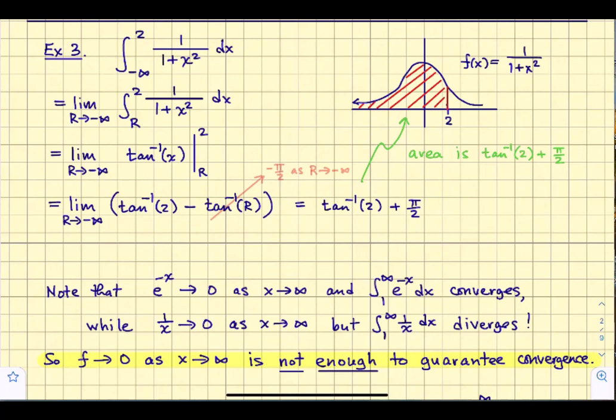Here you may recall what the graph of the tan inverse function, or the arctan function, looks like, and you can look it up if you need to. But as r goes to minus infinity, tan inverse of r goes to minus pi over 2. So we get tan inverse of 2 minus minus pi over 2, which is tan inverse of 2 plus pi over 2. This improper integral then converges, and this is its value. And that would say that the area under the curve here that we have shaded has the numerical value of tan inverse of 2 plus pi over 2.